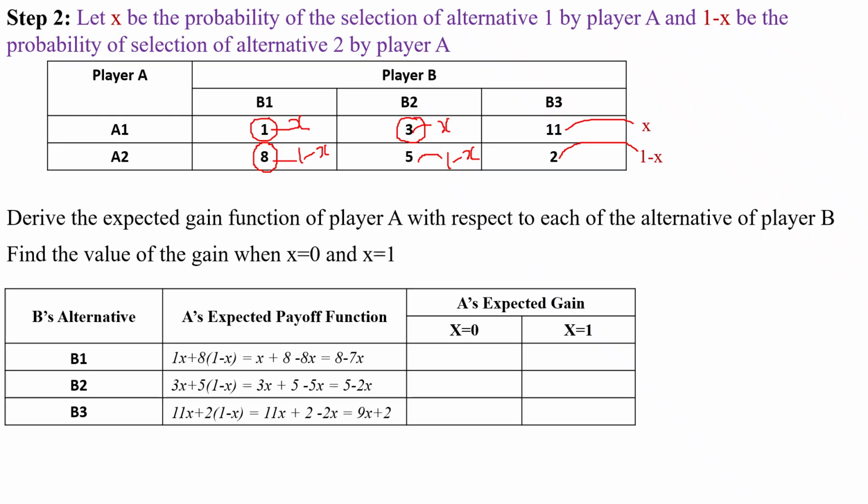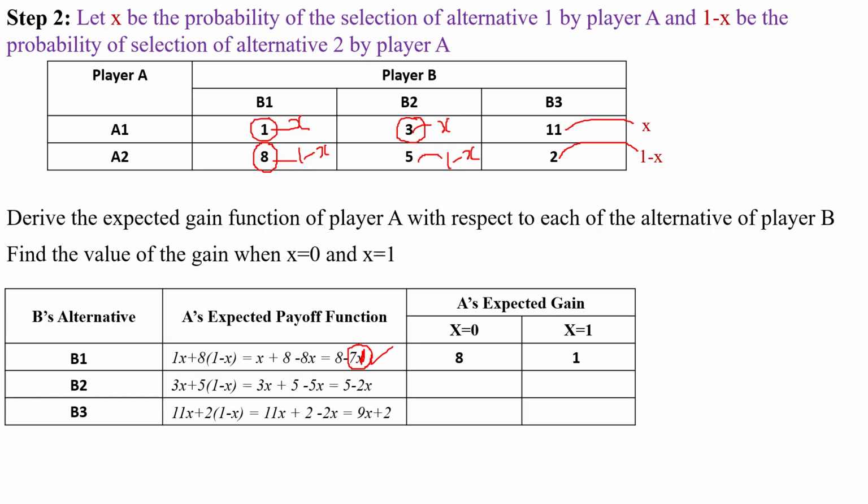Next we have to determine A's expected gain. For this, in A's expected payoff functions, we have to substitute x equal to 0. For the B1 alternative, substituting x equal to 0, we get A's expected gain as 8. And let's consider the gain value when x equal to 1. Then 8 minus 7 becomes 1.